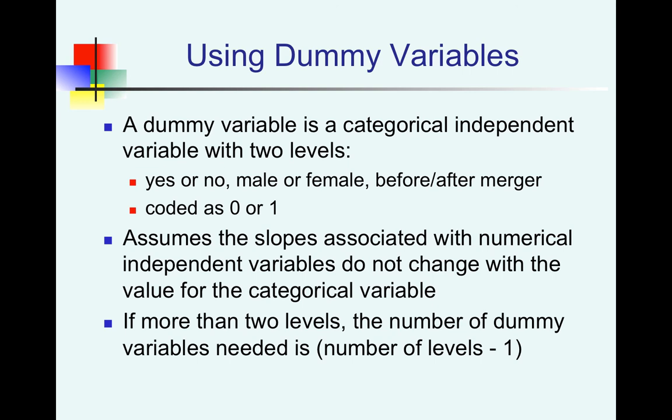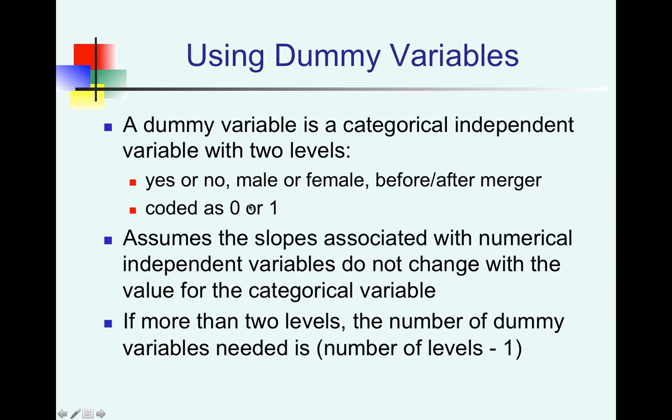So, using dummy variables. Dummy variables are used when I want to add a categorical variable into my model and see whether it has an effect, and if so, what effect it has. Because I'm dealing with numerical data, I need to somehow convert the categorical variable into a numerical impact. A dummy variable means I'm going to put in a stand-in for the variable. Let's say I have a categorical variable with two levels, such as yes or no, male or female, before or after merger. This would be a categorical variable with two groups.